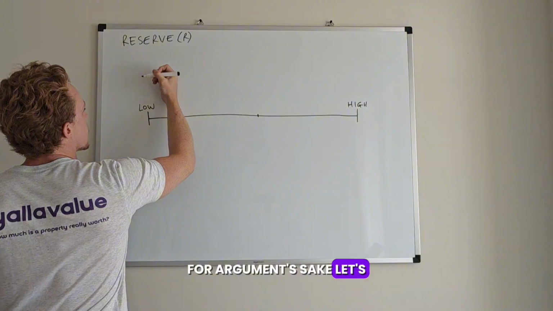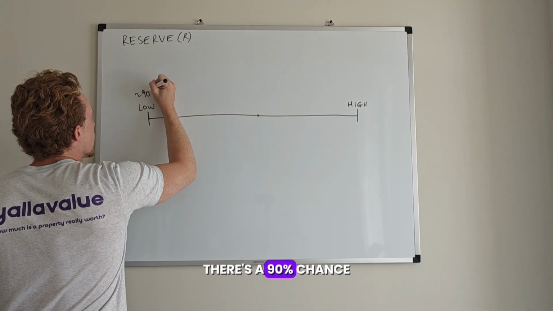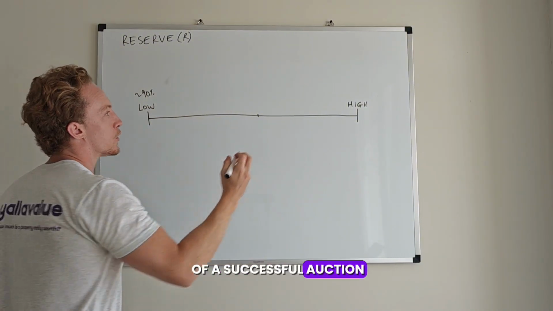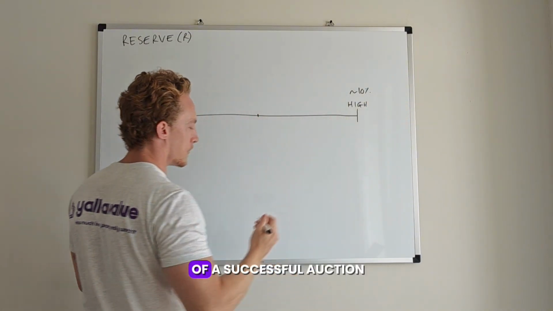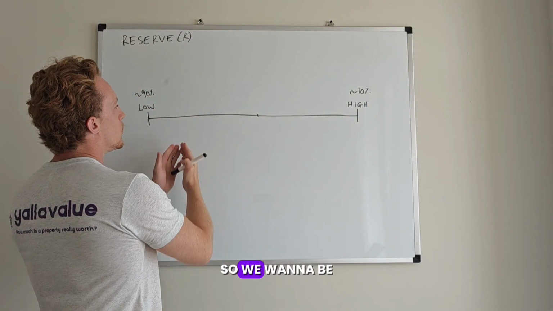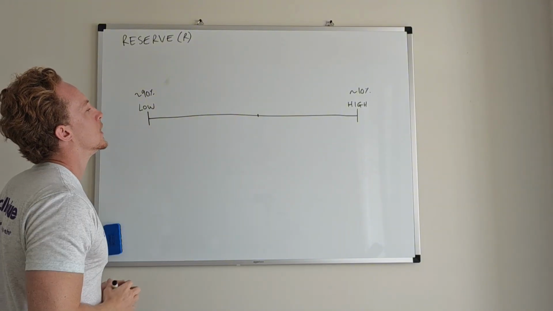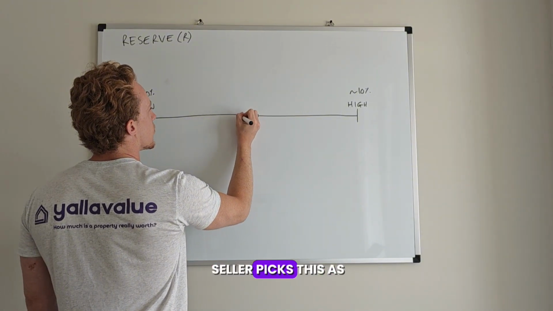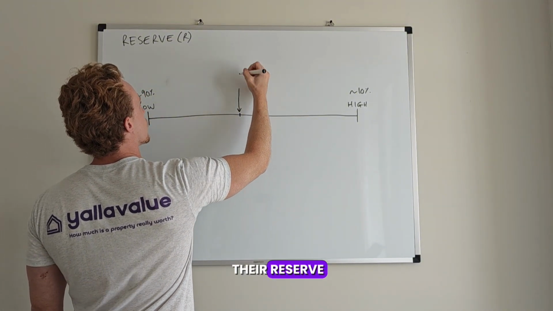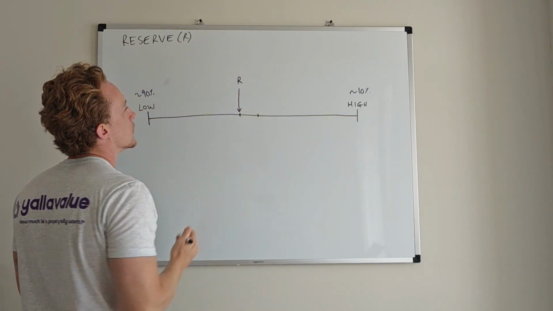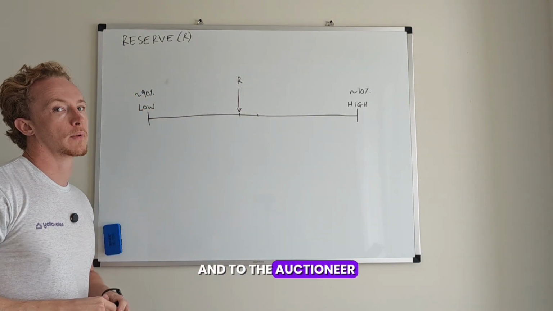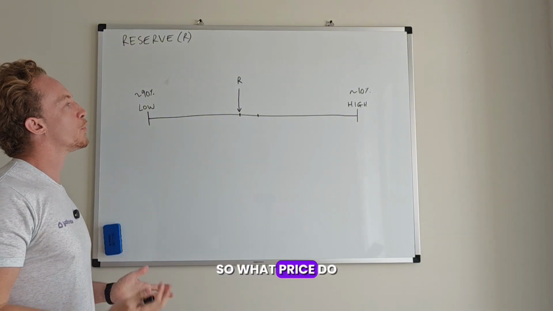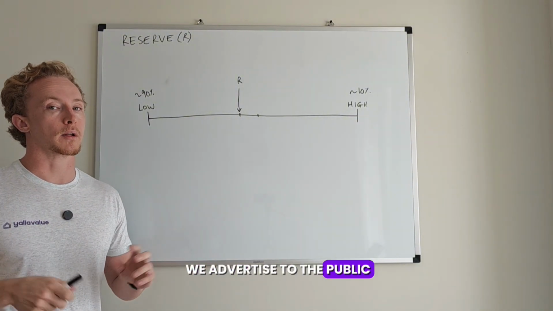For argument's sake, let's say at the low end, there's a 90% chance of a successful auction, and at the high end, there's a 10% chance of a successful auction. So we want to be somewhere here. And let's say the seller picks this as their reserve. Now, the reserve is only known to the seller and to the auctioneer. It's not made public. So what price do we advertise to the public?